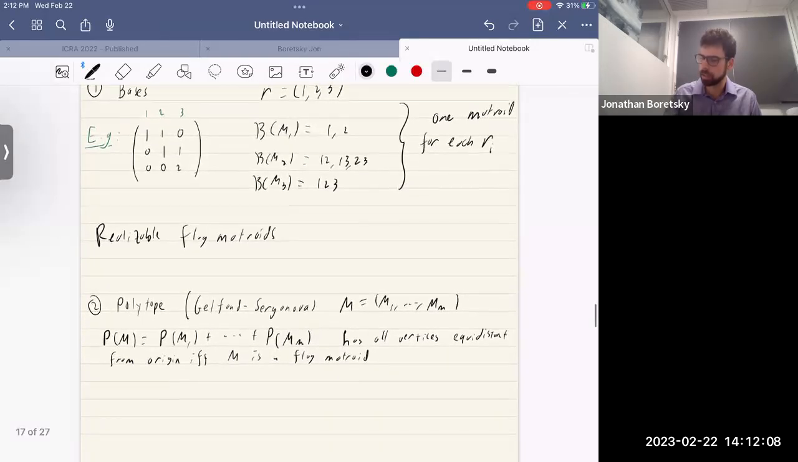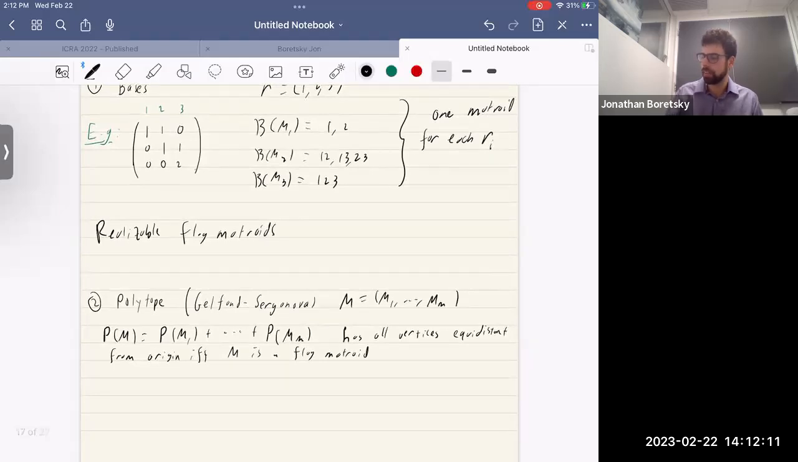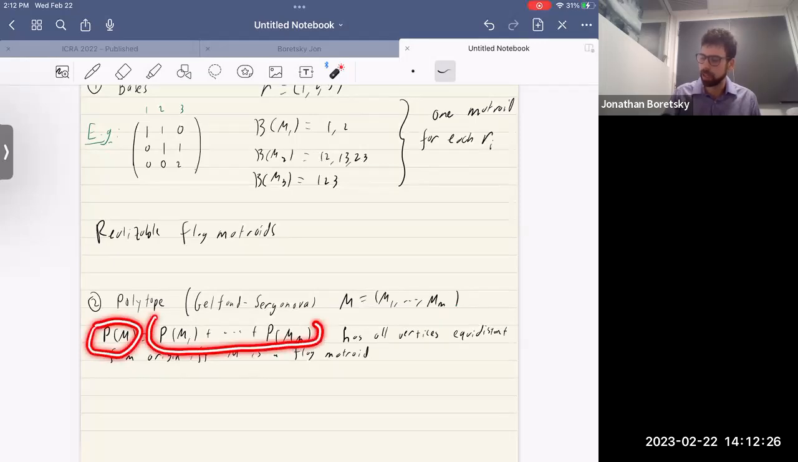Let's look at the polytope description. So if we have a flag matroid M, which is a collection of other matroids, like I said, a flag matroid, the data really is just different matroids of different ranks. Then we'll define the polytope of M to be the Minkowski sum of the polytopes of the matroids that make it up. We'll call them constituent matroids. And how do we know if this is actually a flag matroid? We'll say that this is a flag matroid if this Minkowski sum has all of its vertices equidistant from the origin. And this is a theorem due to Gelfand-Serganova, that this is the same thing as being a flag matroid.